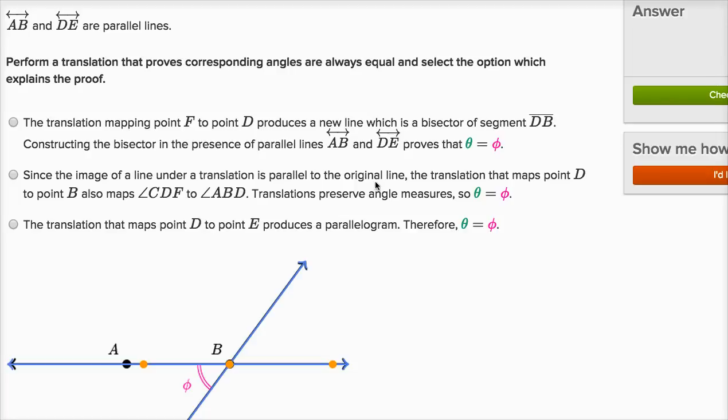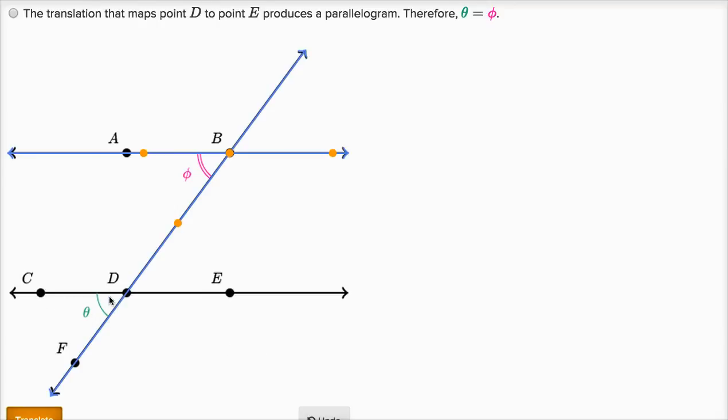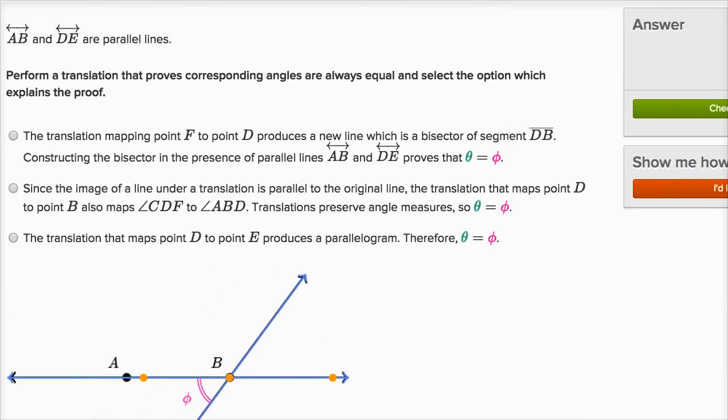The translation that maps point D to point B, that's what I did right over here, maps angle CDF to angle ABD. And that's what I did. I mapped angle CDF to angle ABD. That's exactly what I did right over there. Translations preserve angle measures, so theta is equal to phi. Yep, that one looks pretty good.